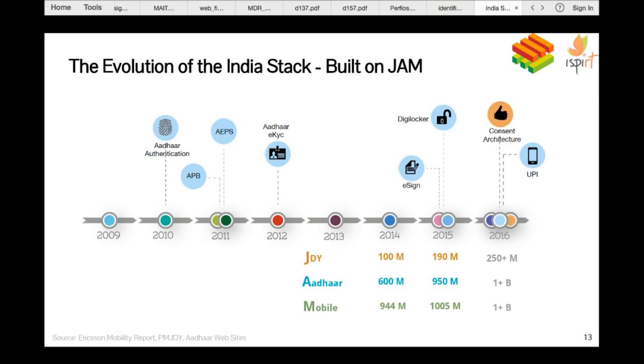As you can see, the India Stack was built over a period of 7 years. The first was the launch of Aadhaar authentication in 2010, along with Aadhaar enrollment. Within a year of that, the financial system started to adopt Aadhaar through the Aadhaar Payment Bridge, where Aadhaar is used as a payment address, and this has been the basis for the direct benefit transfer.